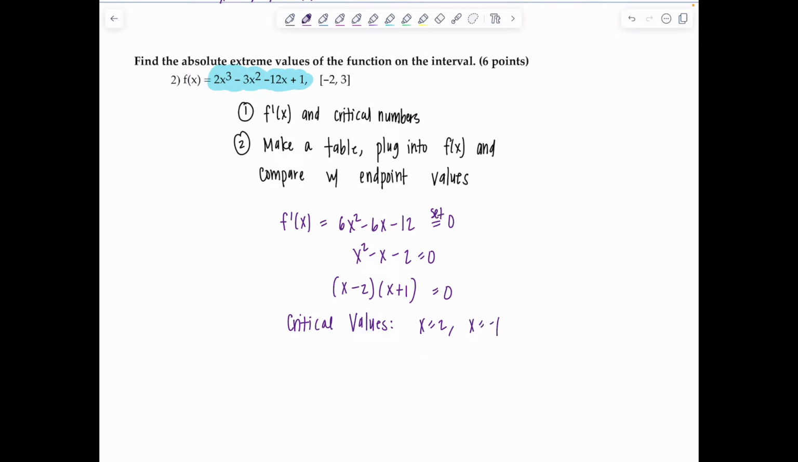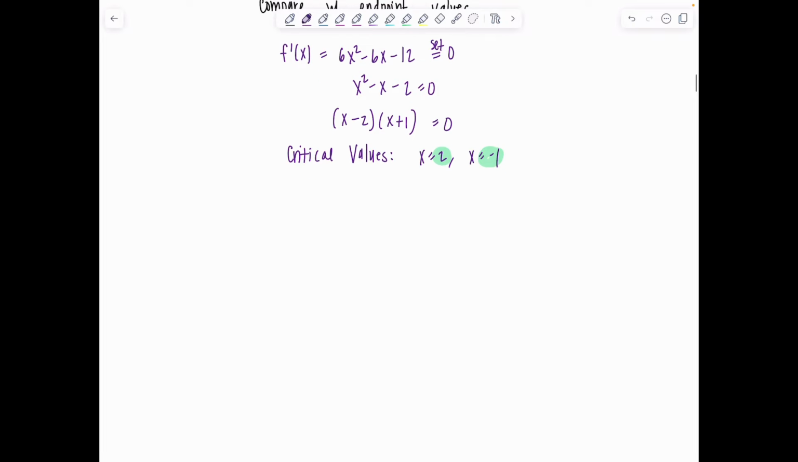and x equals -1. Now, once I have that, what do we do? This problem's asking for absolute extremes, not local extremes. So I don't need to use the first derivative test and check where it's increasing, decreasing. That's not relevant for this problem. If you do, you'll have some nice information, but nobody asked for it. So the next step is you check this interval. Are both my critical values on the interval? 2, yep. -1, yes. So now I'm gonna make a table, x, f of x, and you plug into the original function your critical values as well as the endpoints. So I'm gonna plug in -2, -1, 2, and 3.